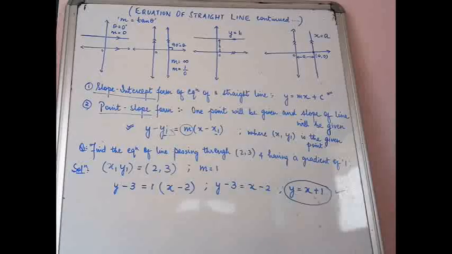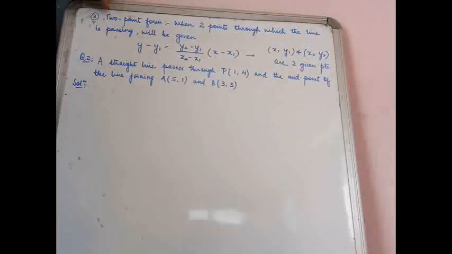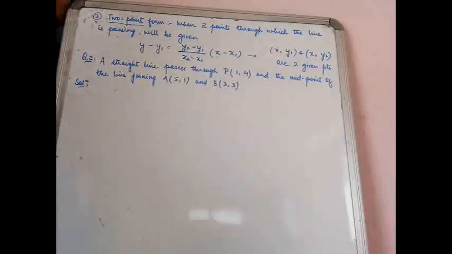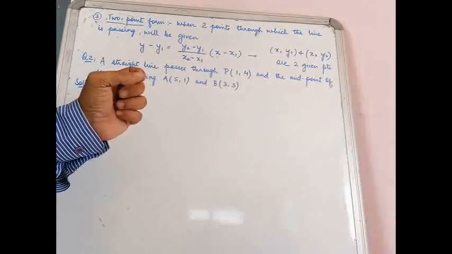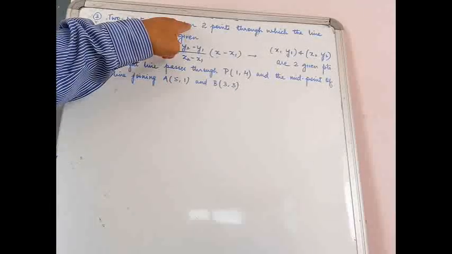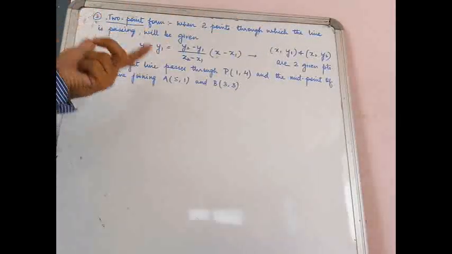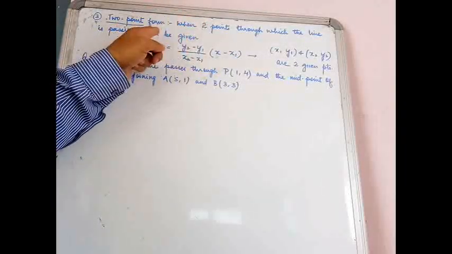Now, so here is the third form of the equation of a straight line. You see the third point, as it says, 2-point form. Okay, so here the important thing to note is 2 point. Okay, so that means 2 points will be given. Which 2 points? The 2 points through which our line is passing. You see, the 2 points through which the line is passing. Which line? The line for which we want the equation. Okay, so the line will be passing through 2 given points. 2 points will be given.